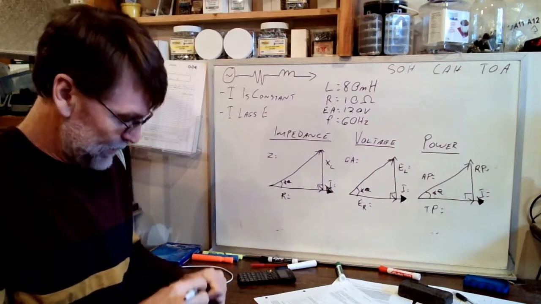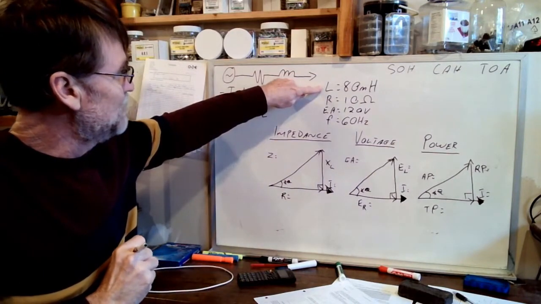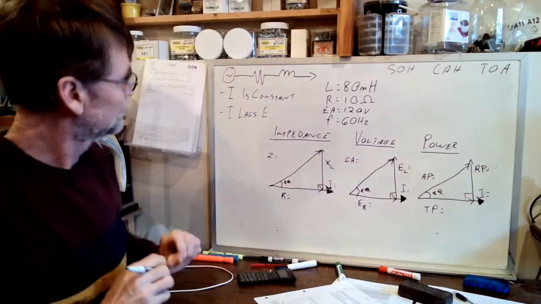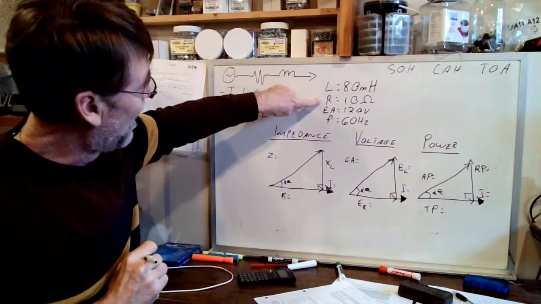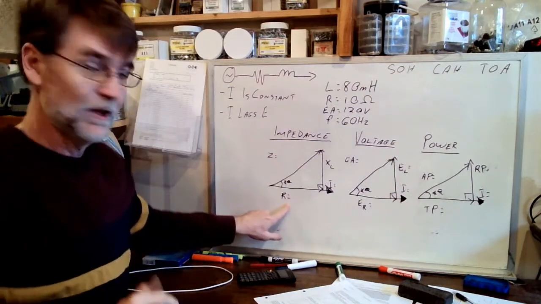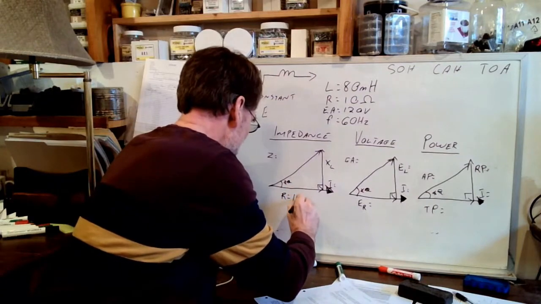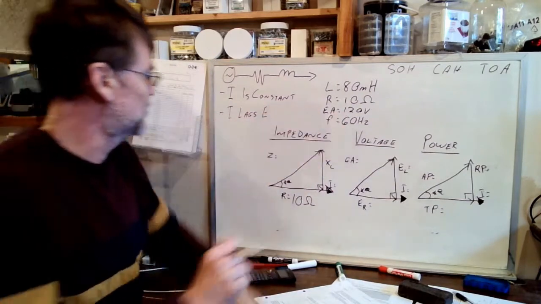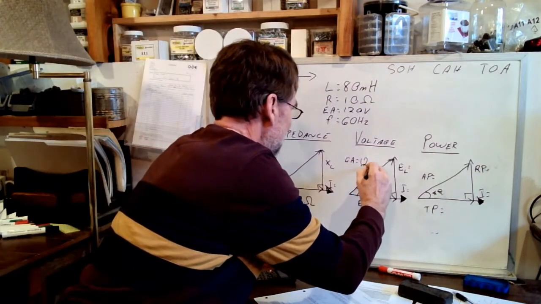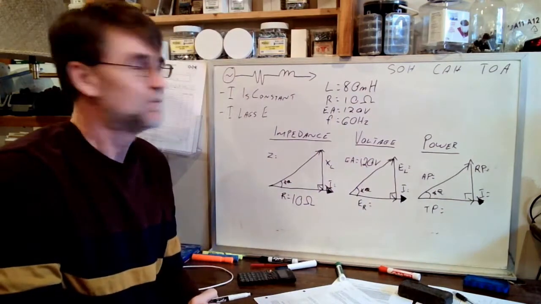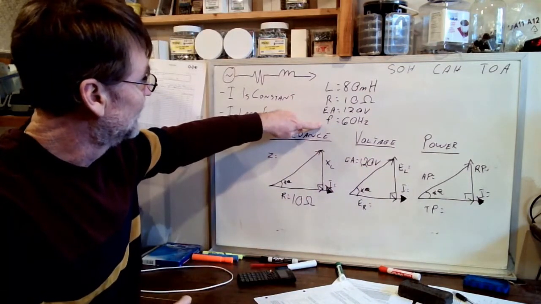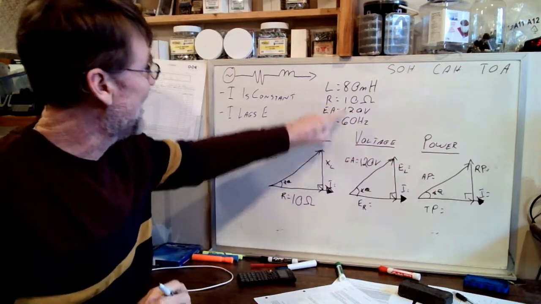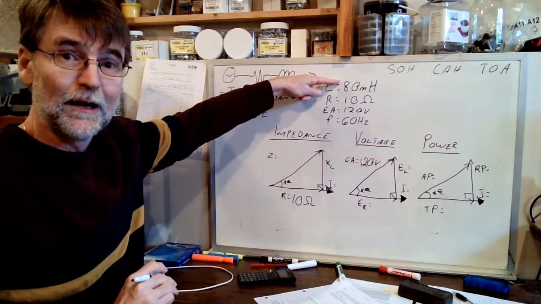Okay, so what can we do with this information? L, 80 millihenries. Can we put that here on our triangles anywhere? No, doesn't belong. That's all right, we'll come back to that. Let's keep trying. R, 10 ohms. Oh, right there, R, 10 ohms. EA is 120 volts. EA, right there, 120 volts. And frequency, 60 hertz. Does that go anywhere in the triangles? No, it doesn't. But that, along with L, is going to be very helpful for us.